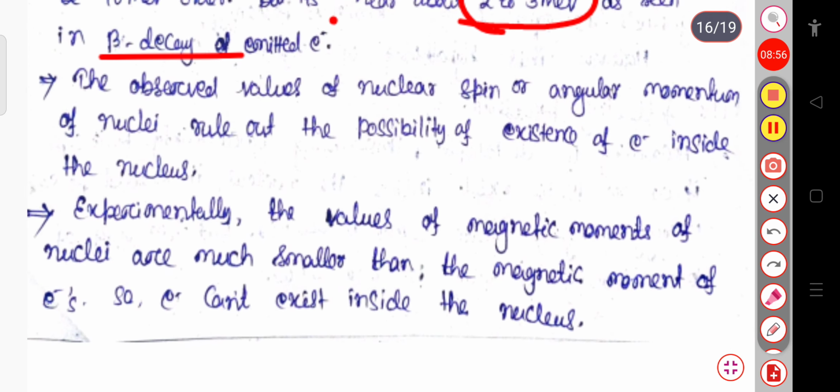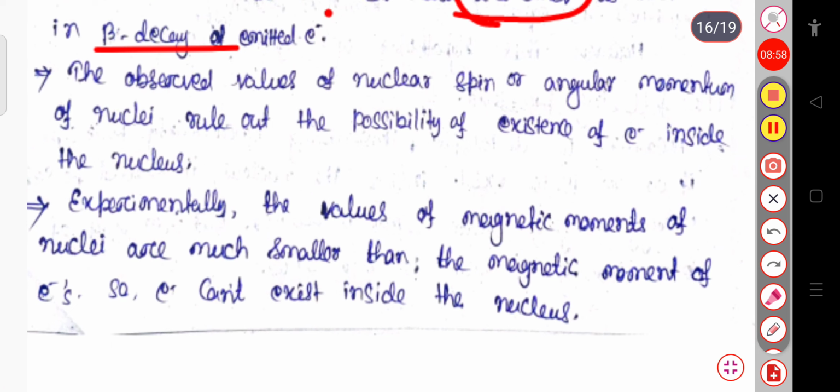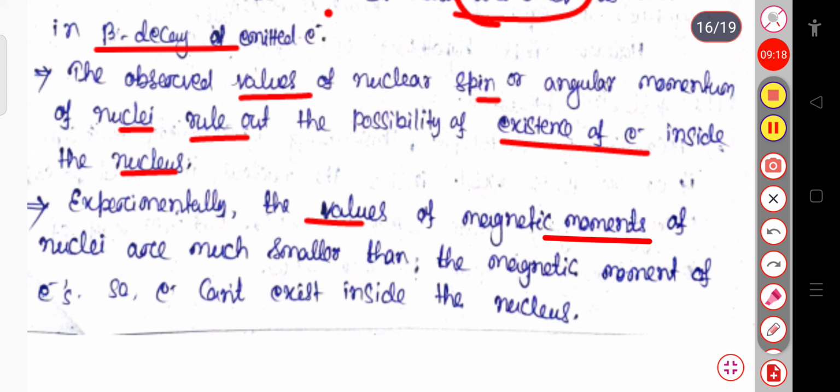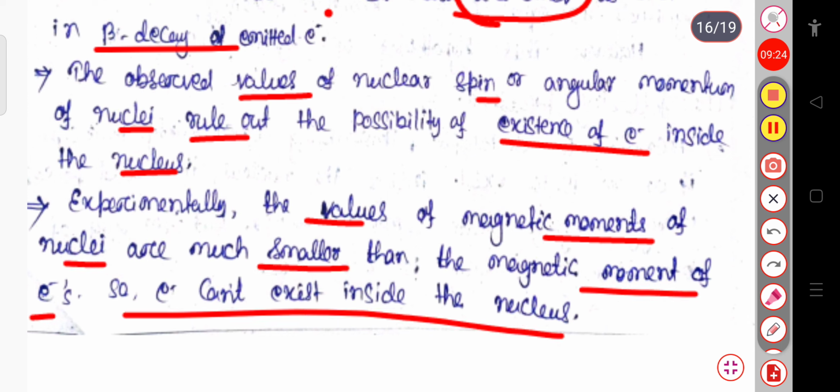The next one is the observed values of the nucleus spin or the angular momentum of the nuclei. It rules out the possibility of the existence of the electron inside the nucleus. So these are some reasons why the electrons don't lie inside the nucleus. And again, experimentally the values of the magnetic moments of the nuclei are much smaller than the magnetic moment of the electron. So electron cannot exist inside the nucleus.